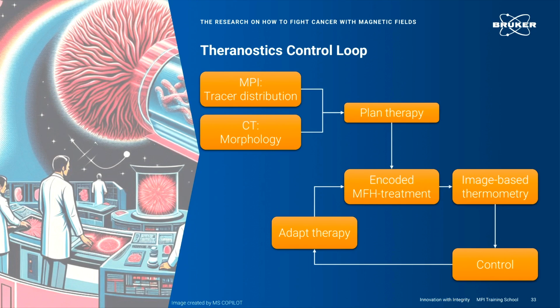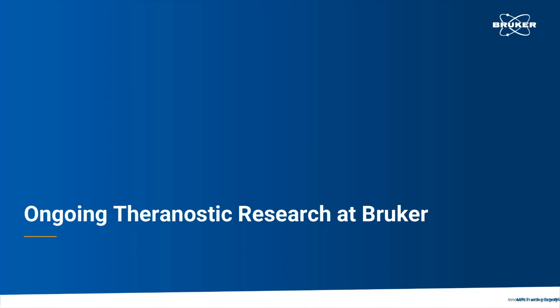So finally, what we can do: MPI tracer concentration or distribution, CT morphology, we plan for the therapy, we encode the hypothermia by the selection field, we make the image-based thermometry, and then feed back and adapt the therapy in order to not exceed the limits we want to have. So just to show you that we are working hard on Theranostics, we have a lot of research ongoing.